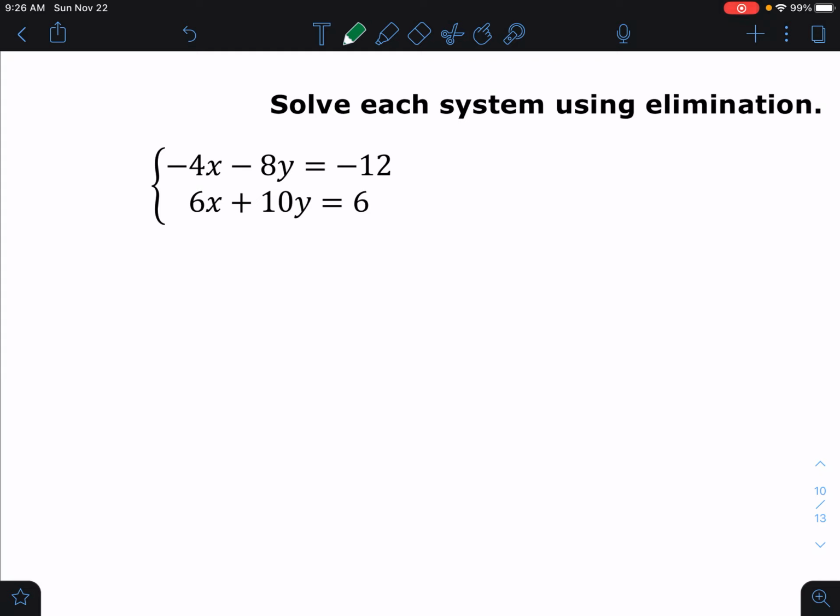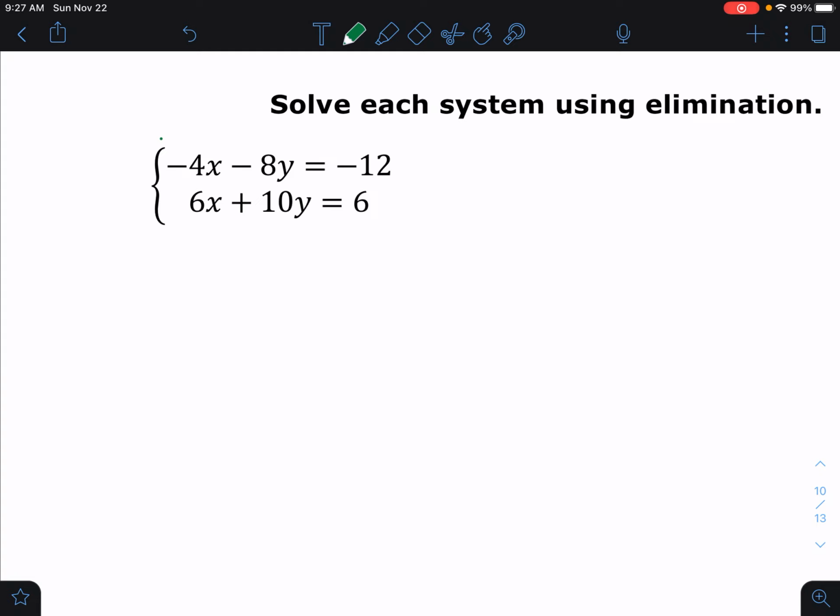So I think in this one, it would probably be easier to get rid of x here, but just to be different than the previous one, I'm going to get rid of y. Okay, so what you want to do is multiply both to get opposites. So I want to say, what is the smallest number that both 8 and 10 go into? And that's going to be 40. You could do 80, but then it's going to be bigger. I'm going to go with 40.